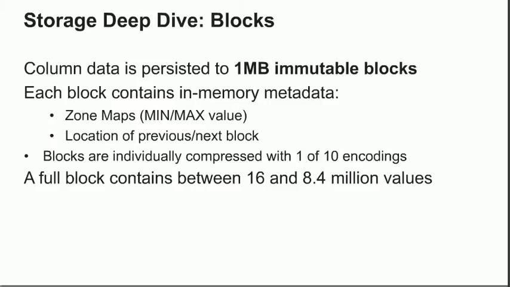These blocks can be compressed. We have, it's actually 11 encodings now, which we'll get to in the recently released. We just released a new encoding type. So you can set the encoding type for each column. So all of the blocks for that particular column will be encoded with that type. And then we can store up to 8.4 million values into a single block. I think that's if you were storing Booleans, for example.